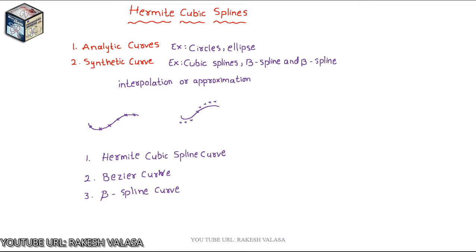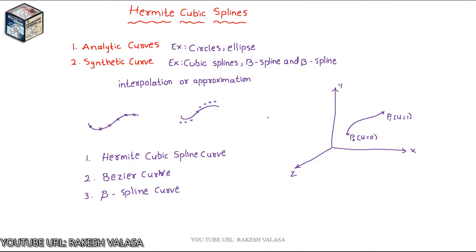Let us see the graph. Just you can see here. This is the x-axis. This is the y-axis. This is the z-axis. I am taking one curve. This is the initial point, that is P naught. This boundary condition is u equal to 0. This is the end point, that is P1. This boundary condition is u equal to 1.